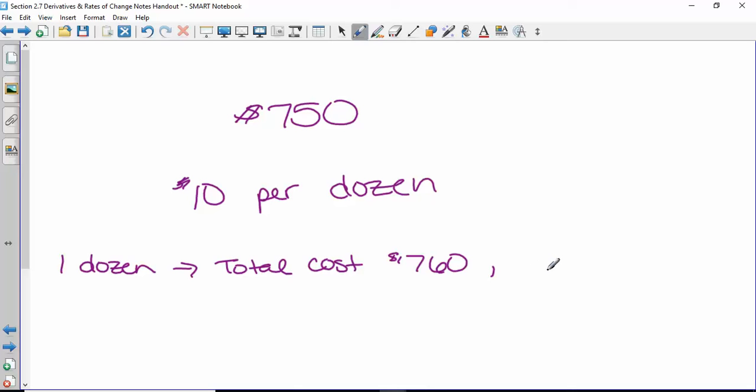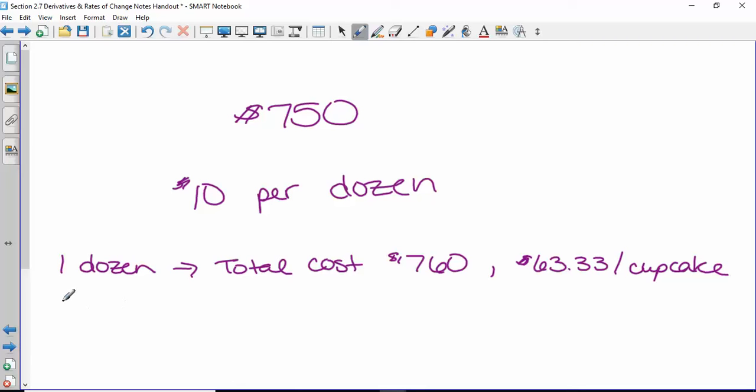Grab a calculator if you need to. I got you guys. Can I grab my phone for them? 63.3 repeating. Okay. So if that's all we make, it costs you, in actuality, over $63 for every cupcake you make.